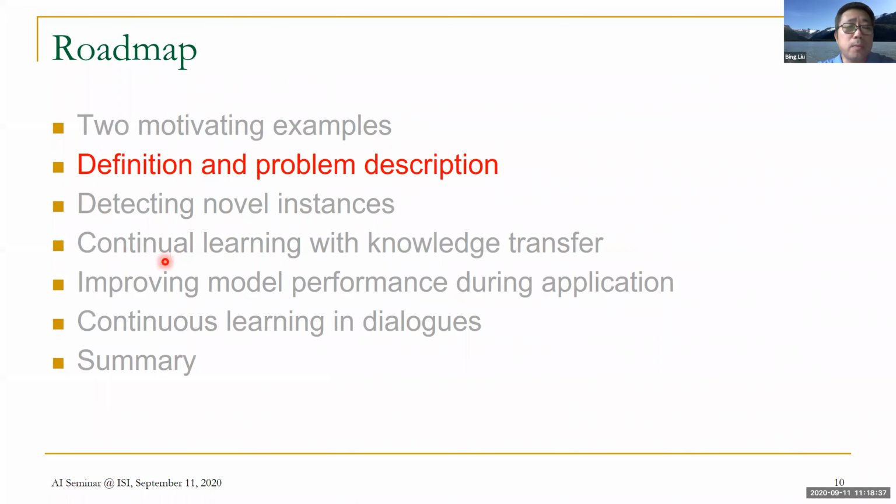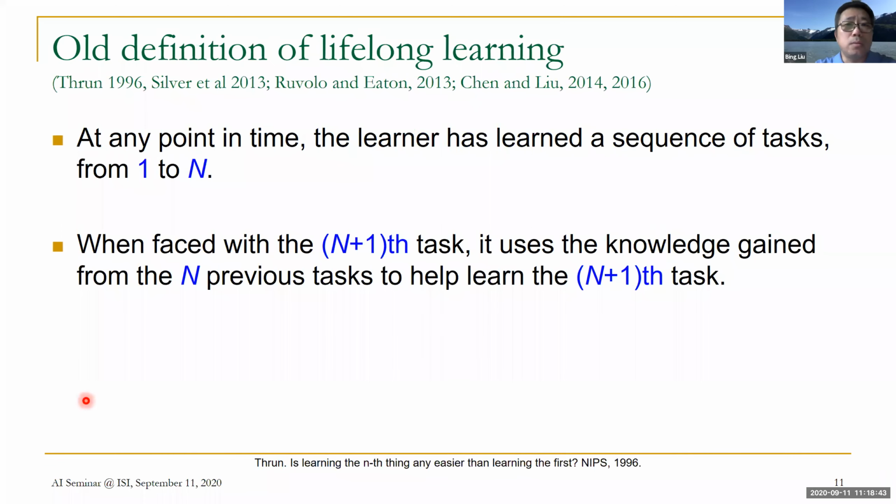So let's talk a little bit about the definition and the problem description. This is essentially a lifelong learning kind of paradigm, and this concept was introduced in 1995 or 1996. Essentially the idea is this: at any point, a learner has learned a sequence of tasks, one up to N. When faced with the N plus one task, it uses the knowledge gained from the N previous tasks to help learn the N plus one task. So this is a very simple definition, of course.